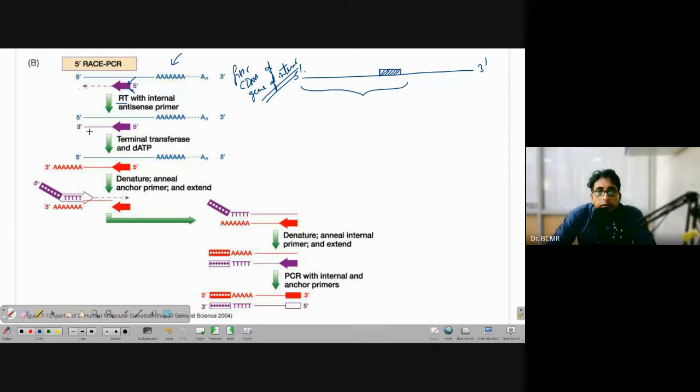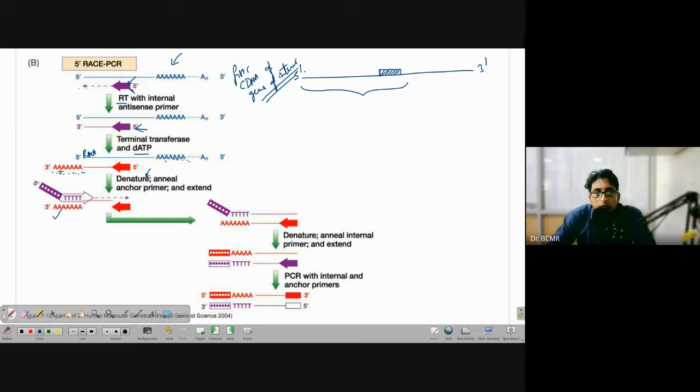Then we have the first cDNA strand here, and we are using terminal transferase. Here they have used dATP, so A will be added on both the sides. This is, of course, the mRNA. By using alkaline conditions, we can get rid of it. So what we are left with is the first cDNA strand, the 5' end of the gene of interest.